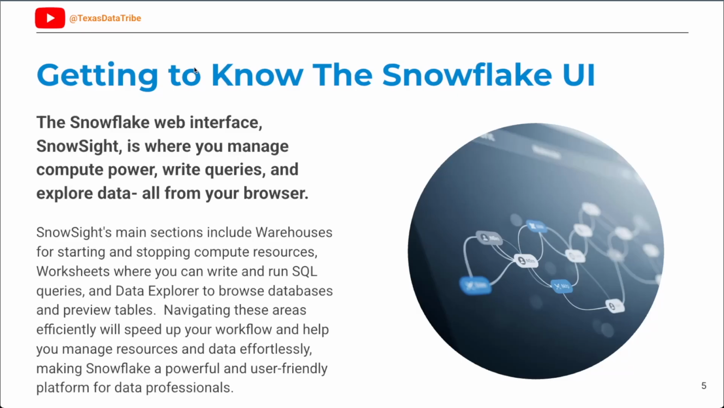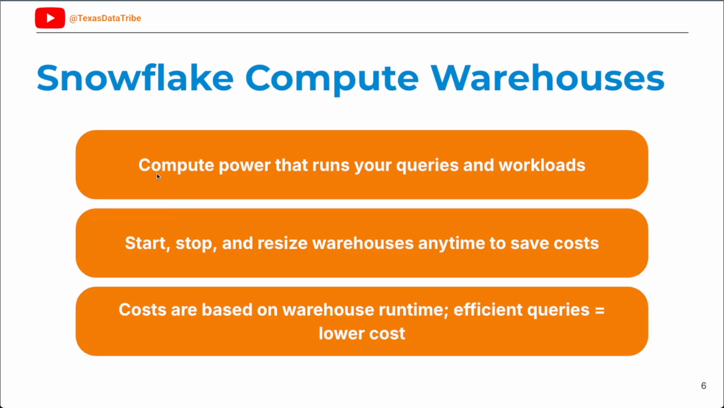Now, flipping back over to our slide, let's talk a little bit about a Snowflake compute warehouse. So a compute warehouse, it powers and runs your queries and workloads. You have the ability to start, stop, and resize your warehouses at any time, which will save you on cost and can increase your performance as well. And the costs are based on warehouse runtime. So if you have more efficient queries, meaning that they run faster, this is going to translate into lower cost.